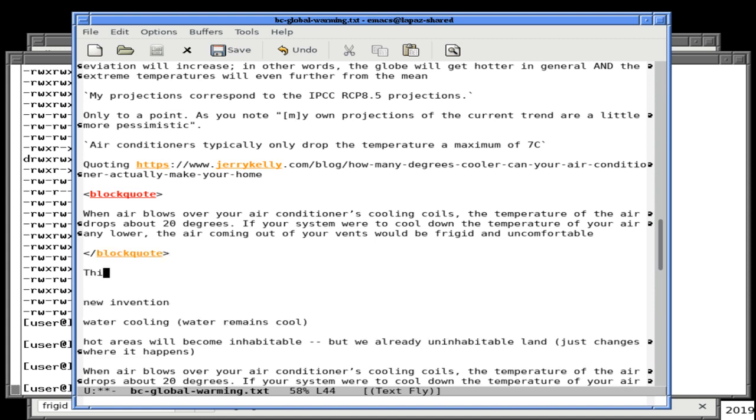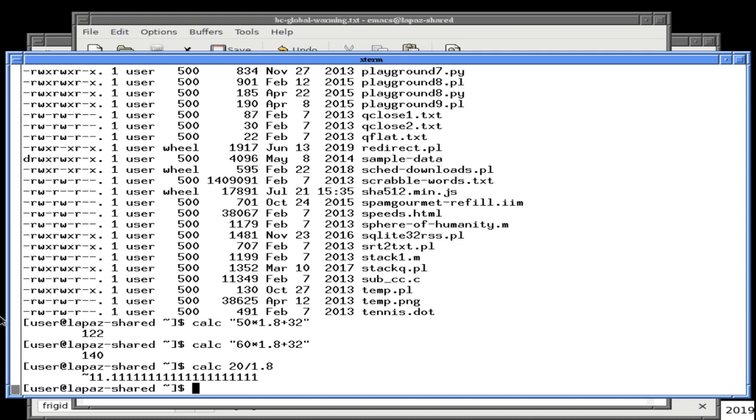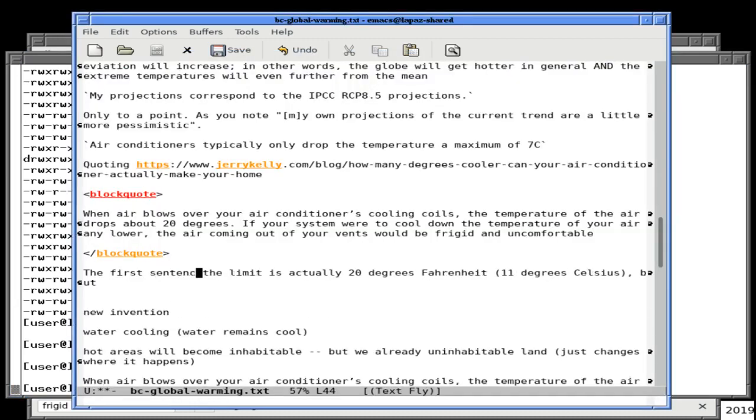This suggests the limit is actually 20 degrees Fahrenheit. Ooh, I don't want to spell Fahrenheit, because I can't. There we go. 11 degrees Celsius. How smart I am. It's 11 point, it's 20 divided by 1.8. The first sentence suggests the limit is actually 20 degrees Fahrenheit. The second sentence suggests you can get even cooler.